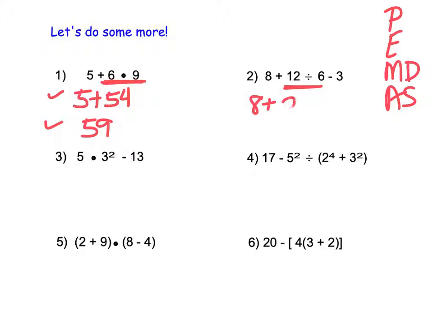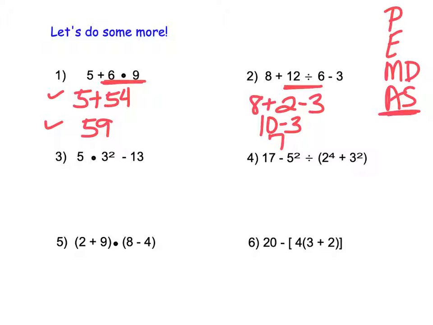And 12 divided by 6 is 2, and I have this new expression. Then moving from left to right, because I have addition and subtraction, I'm going to do the 8 plus 2 first, which is 10 minus 3, and now simplify that to 7.